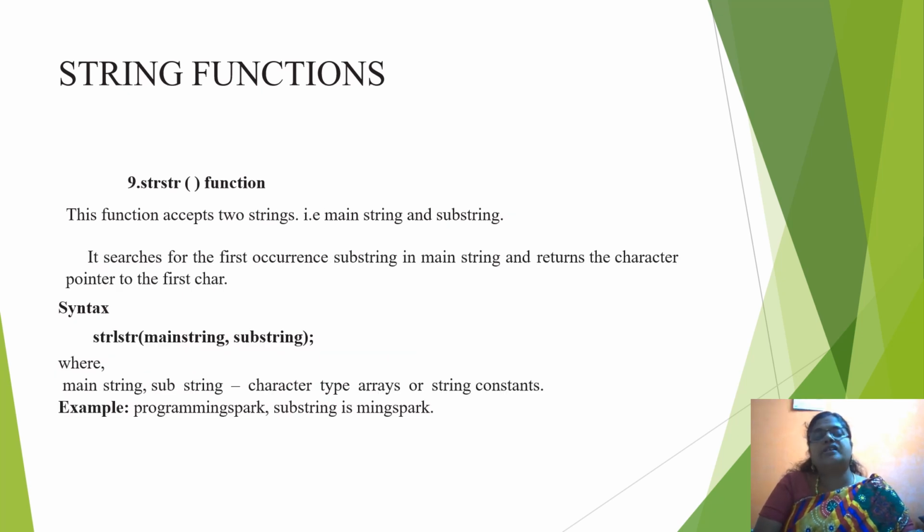Next, the strstr function. This function accepts two strings, a main string and a substring. It searches for the first occurrence of the substring in the main string and returns the character pointer to the first character. strstr(main string, substring), where the main string and substring are character type arrays or string constants. For example, the main string is programming spark and the substring is ming spark.